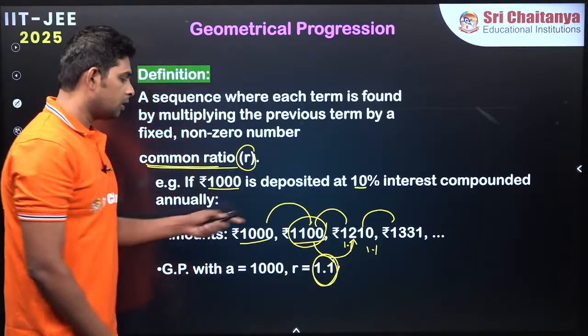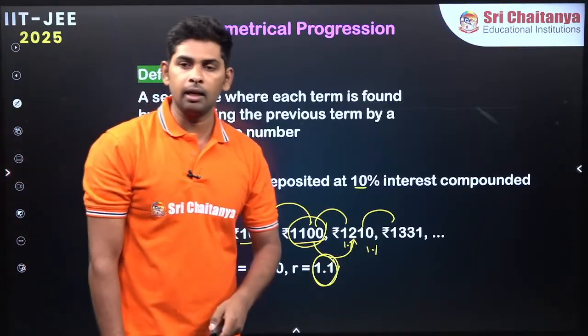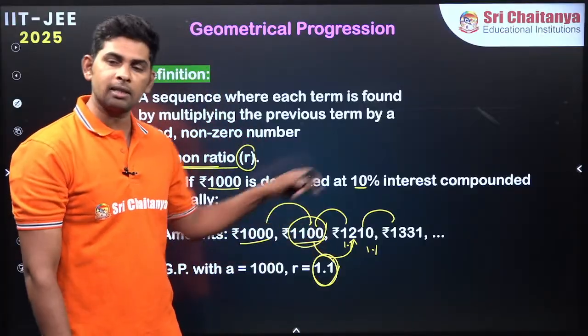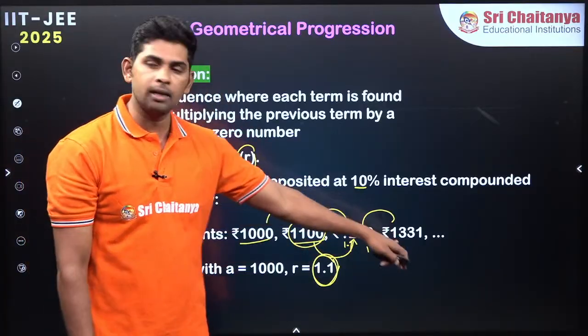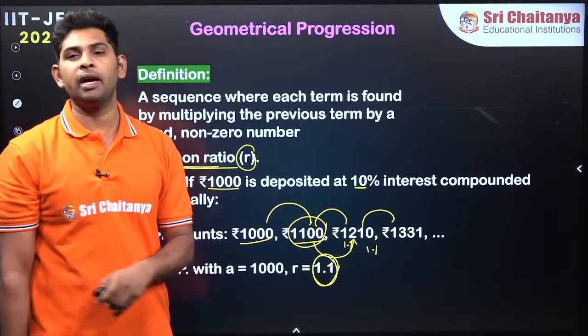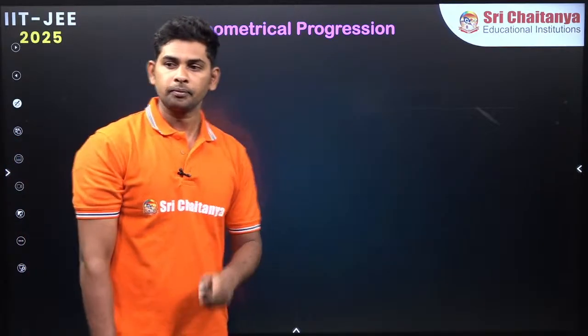Okay? So you can see that the rate of interest is the same, but it is compounding. The amount is increasing in multiples of 1.1, right?